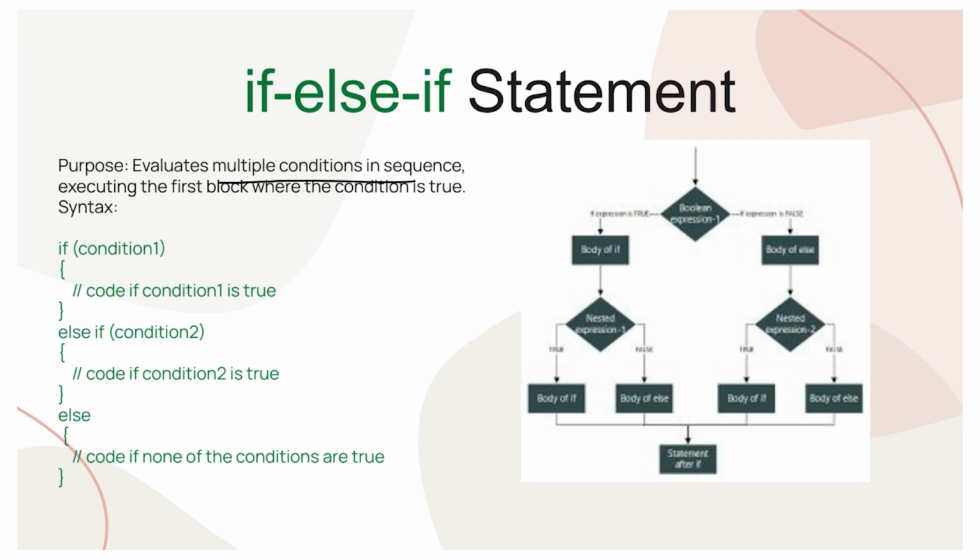Whichever is the first block that matches the condition and sets it true, that block is executed and the rest of the blocks are ignored. Again, here you can see in the syntax, the if statement has one condition and its supporting code. Else if will have a second condition, but I want to test for one more condition.